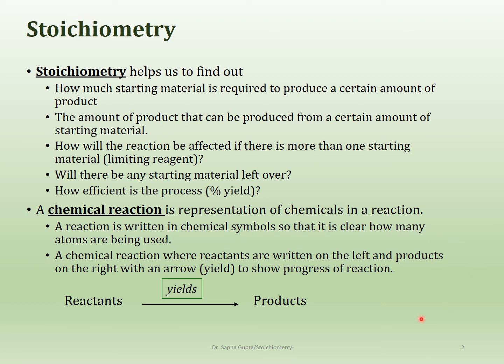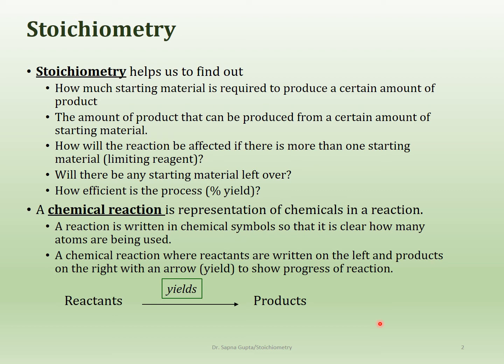So let's first talk about what stoichiometry is. Stoichiometry is a lot of calculations in which you try to figure out many different things. For example, if you have a certain amount of product in mind, then how much starting material would you require to produce that product, or how much product will be produced if you have a certain amount of starting material? Will that reaction be affected if there is more than one starting material?